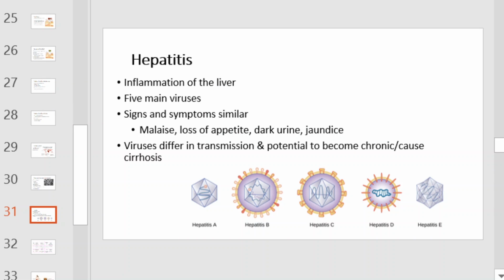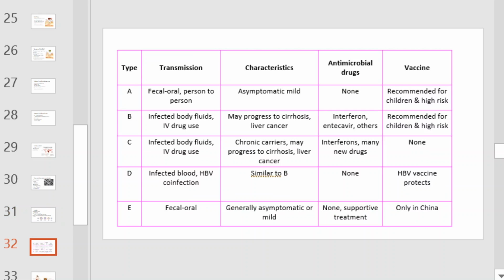Hepatitis causes inflammation of the liver. There are 5 main viruses associated with it. Signs and symptoms are similar, which include malaise, loss of appetite, dark urine, and jaundice. The viruses differ in transmission and potential to become chronic. This table will summarize the different types, their transmission, their characteristics, antimicrobial drugs, and vaccines used to prevent them.